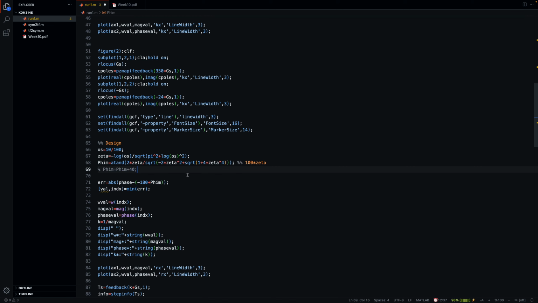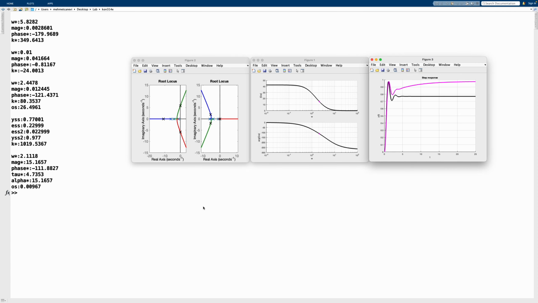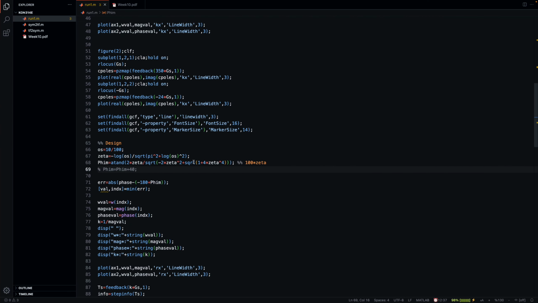So let us go back to the original, and this is the best that we can do with this system. We are maybe forcing it too much in this case because the peak value is almost there, so maybe reducing this expectation would be a better choice.